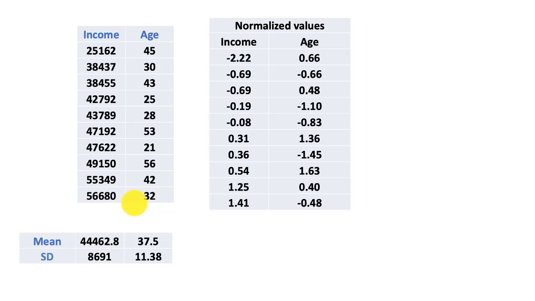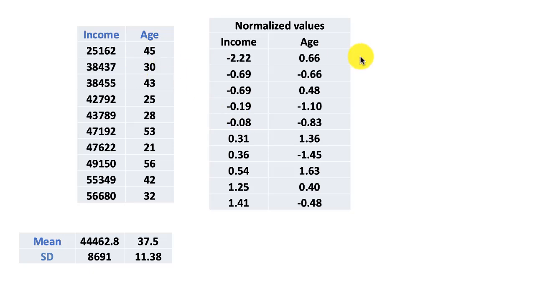Now, if there is a value in this data set which is exactly equal to the mean, there is no such value. If there were such a value, then its z value would obviously be 0, because it is exactly at the mean. It is 0 standard deviations away from the mean. So the value that seems to be closest to the mean is this one, 43,789, and for it the z value is very close to 0, minus 0.08.